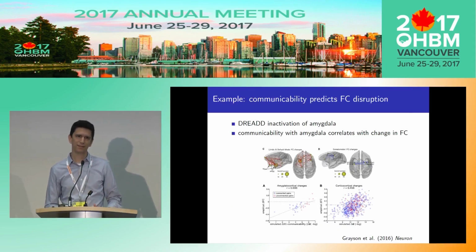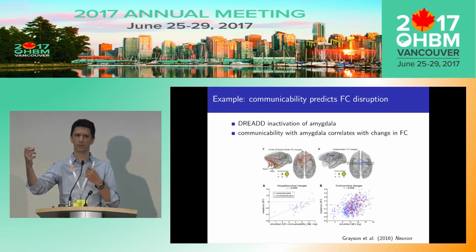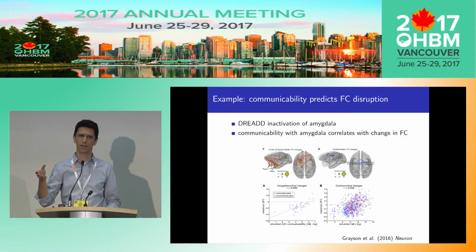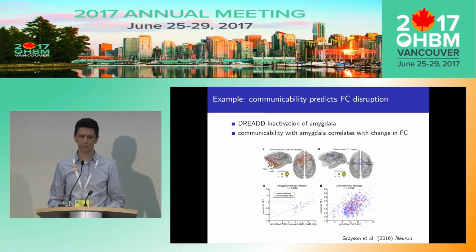this is actually a very predictive measure of functional interactions. This is a recent study where the authors used designer receptors and designer drugs to inactivate the amygdala in the macaque. Then they looked at the change in functional connectivity between the amygdala and various other parts of the brain. What they showed was that the greater the structural communicability between the amygdala and some target area, in other words, the shorter on average the various walks and communication pathways between these two areas were, the greater the reduction in functional connectivity when you inactivate the amygdala. In other words, communicability appears to be predictive in some sense of the functional interactions between areas.